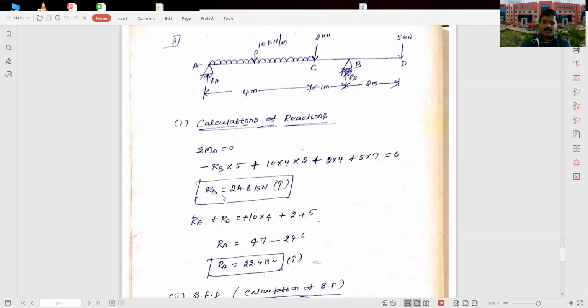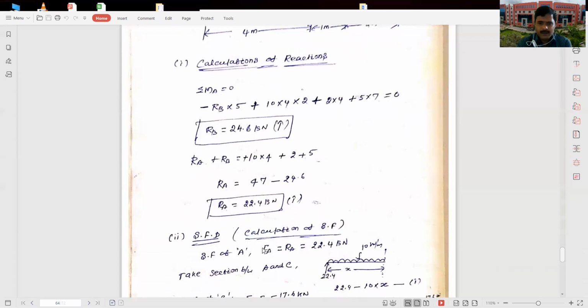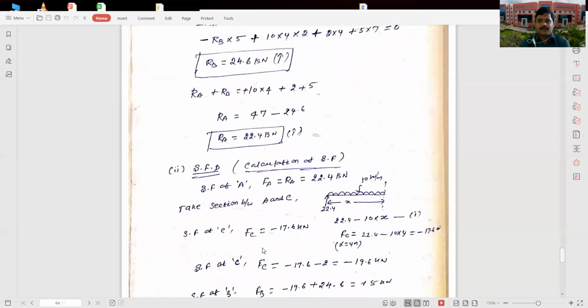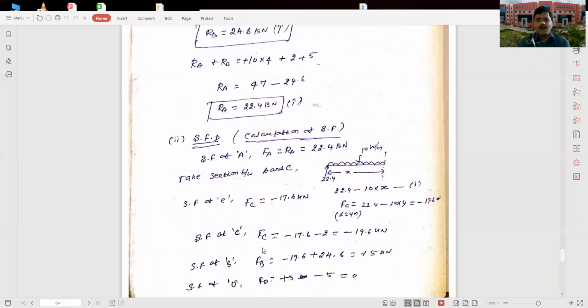So you know already RB. If you substitute, this 47 minus this RB, this side will go minus RB, therefore minus 24.6, the RB value. Then you will get the RA value. RA is 22.4. Right? So like that, you have to calculate the reactions RA and RB.